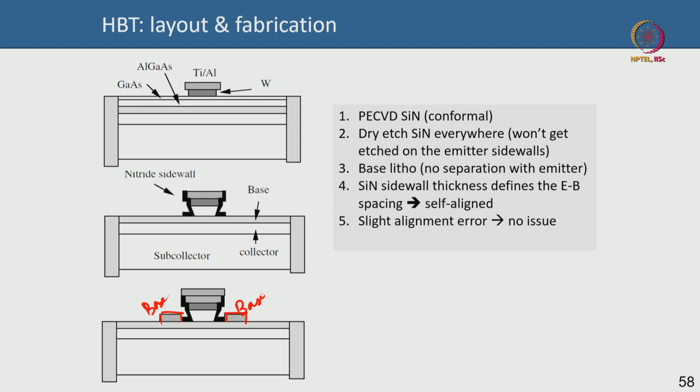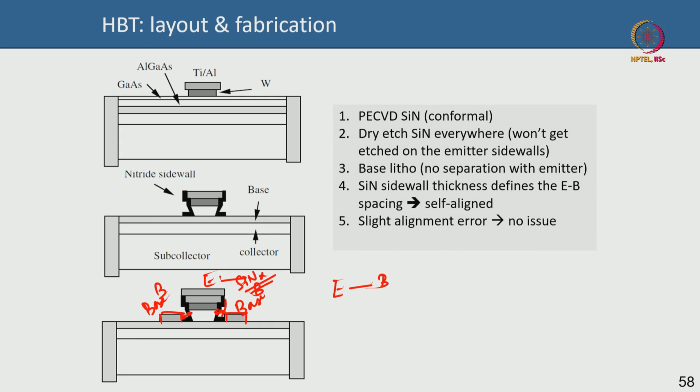It will not short to the emitter, because of the spacing on the sidewall, the silicon nitride thickness that you have put down, which defines the spacer sidewall thickness, will dictate the spacing between the emitter, which is this, and the base, which is this and this. So the emitter to base distance is actually defined by the silicon nitride spacer thickness on the sidewall.